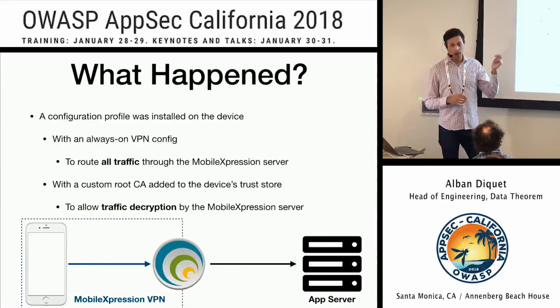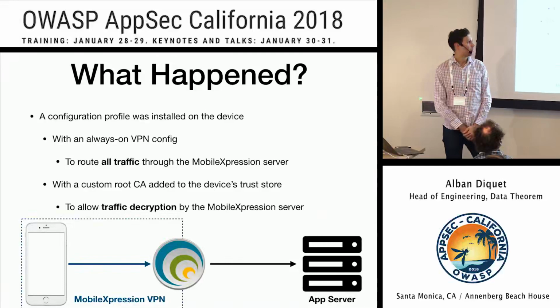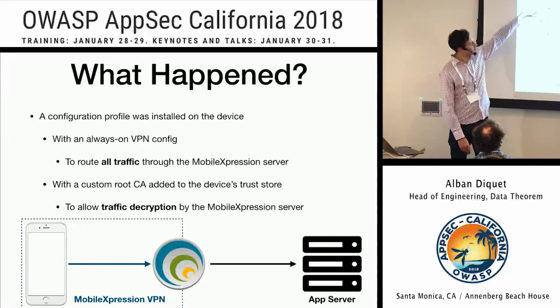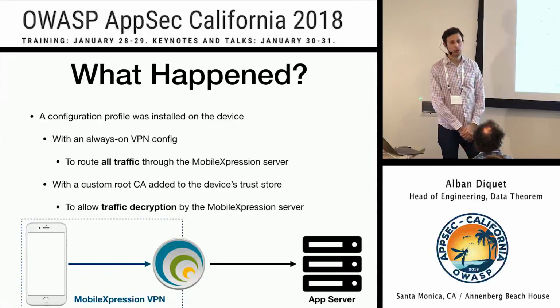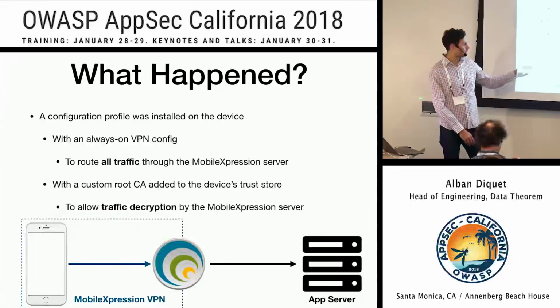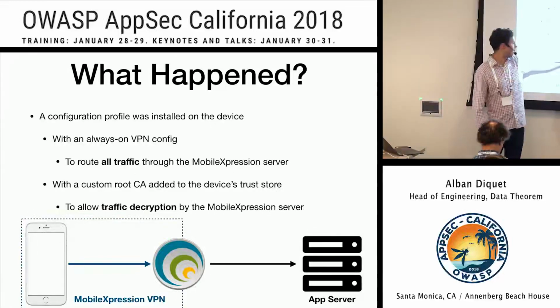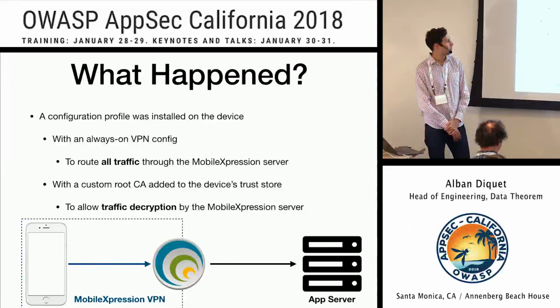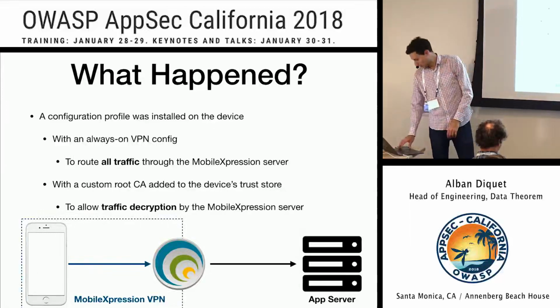In this case, the profile installed an always-on VPN so that all your phone's traffic goes through their servers. And then it also installed a custom root CA. If you have these 2 things, you have everything you need to decrypt all of the phone's network connections. Because all the traffic goes through their servers, and they have the key for their CA, they can decrypt all the connections. Yeah, it was kind of surprising to me.